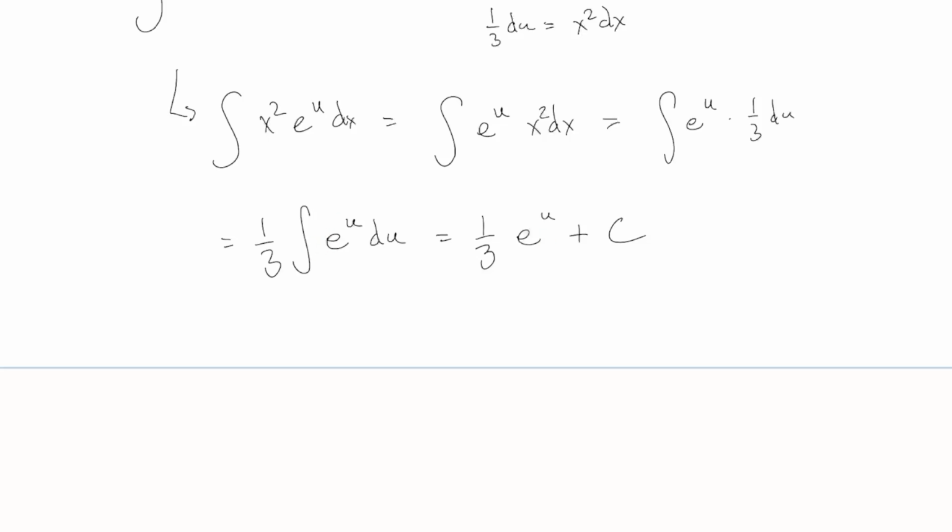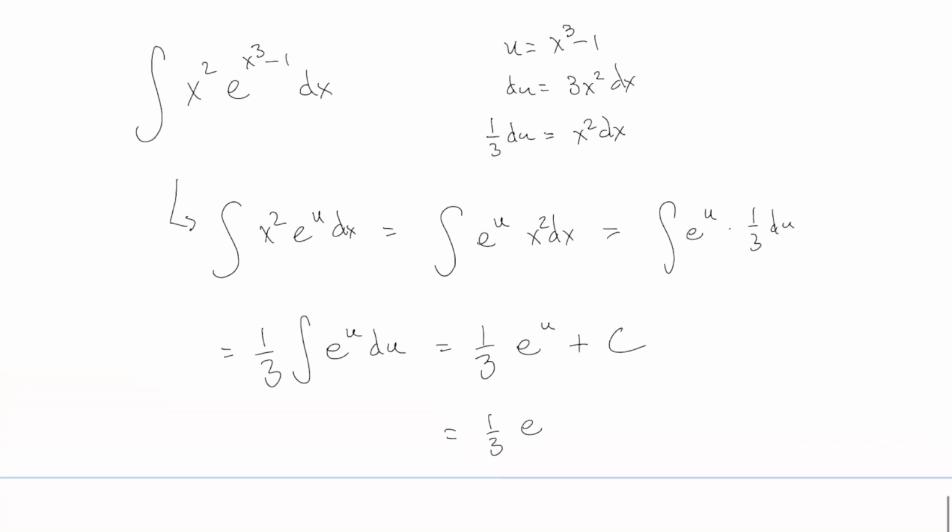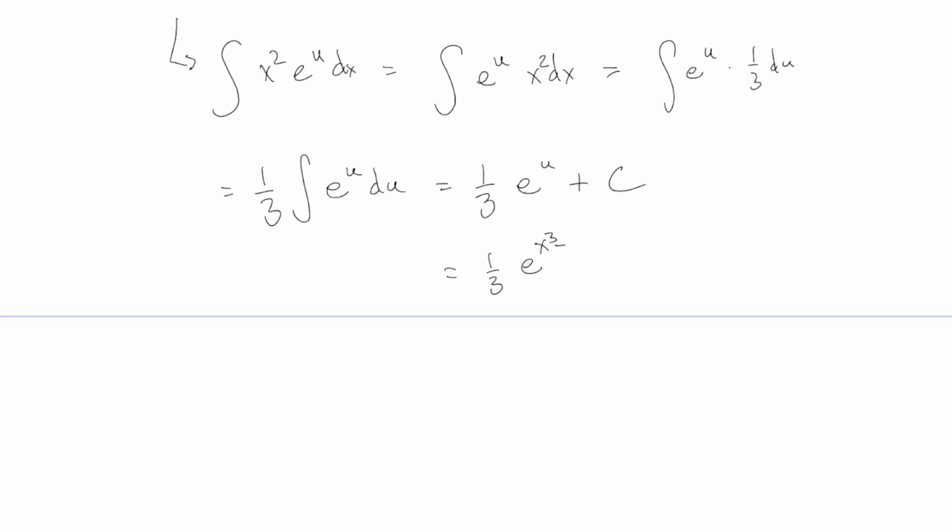All right. And then just the last thing, as always, I put the original variable back in. So 1/3 e to the, what was it? x cubed minus 1. There you go. That'll do it.